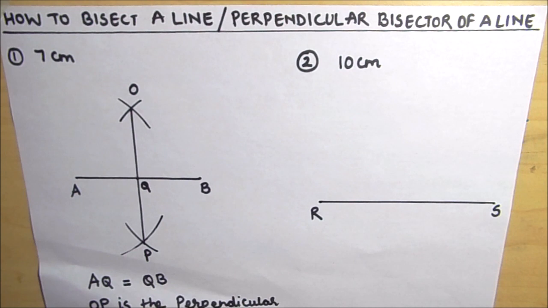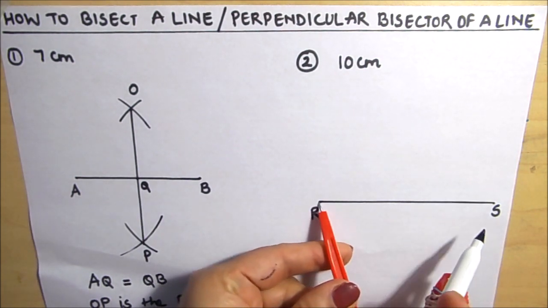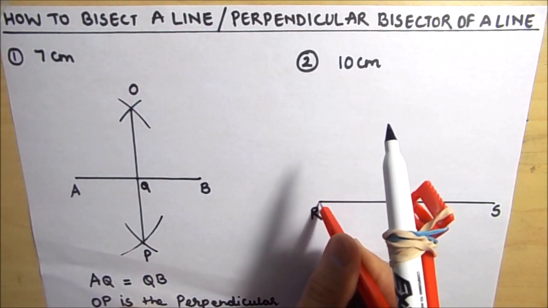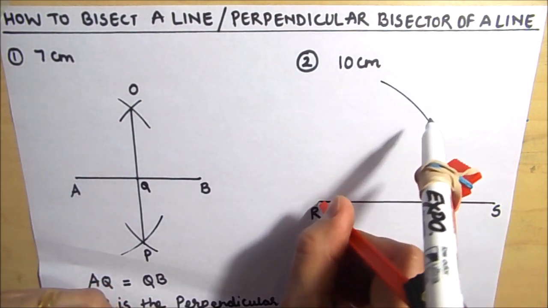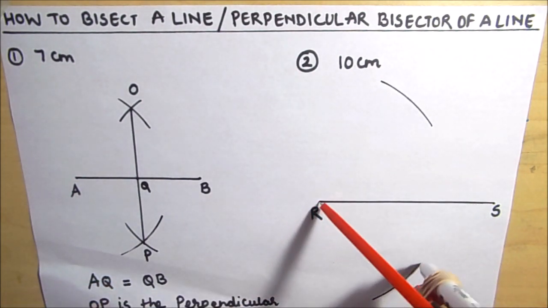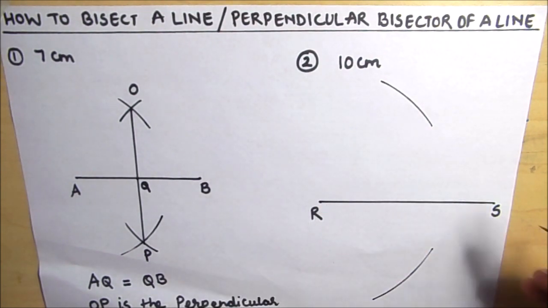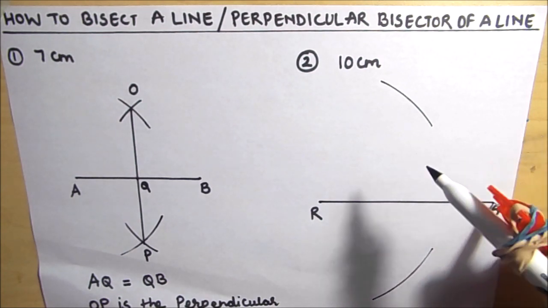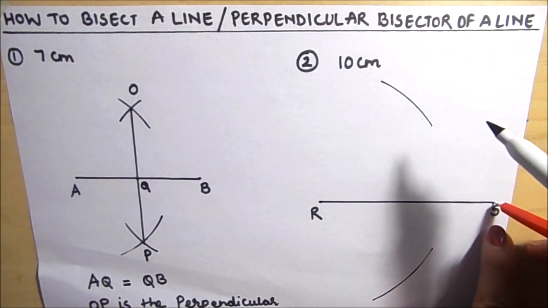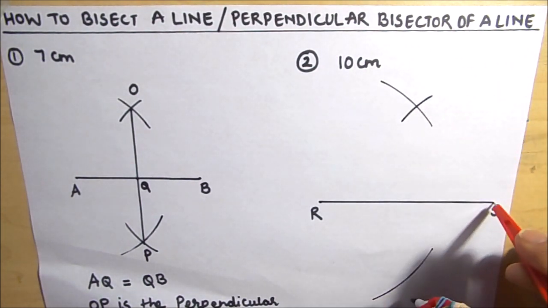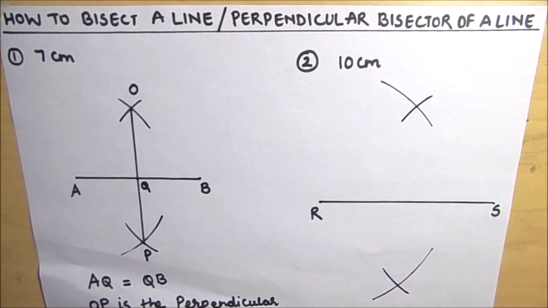So the second step is with the radius equal to half the length of the line and center point as R, draw an arc on both sides of the line, top and bottom of the line. Now the third step is with S as center and the same radius, or with the other point of the line as center and the same radius, draw two arcs on top and bottom of the line cutting the previous arcs.